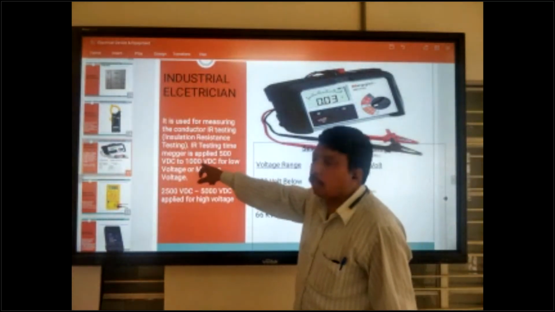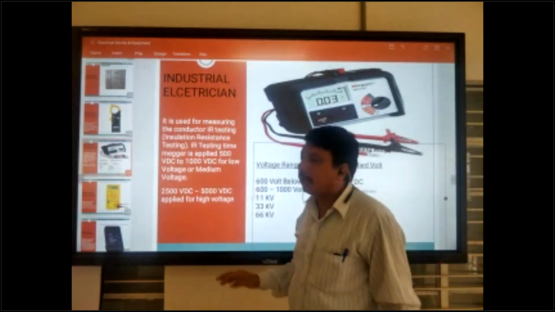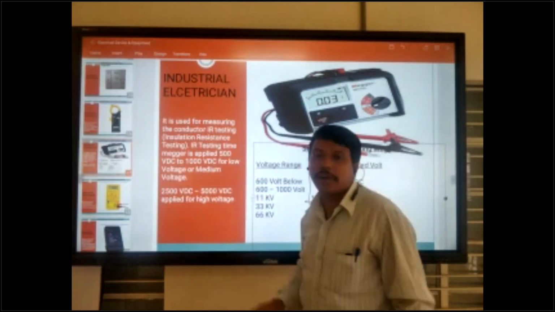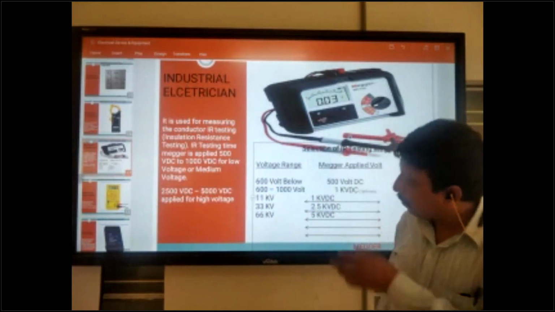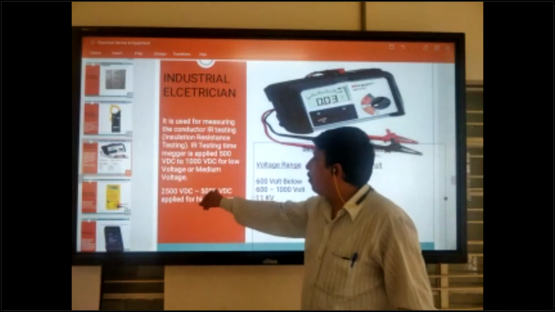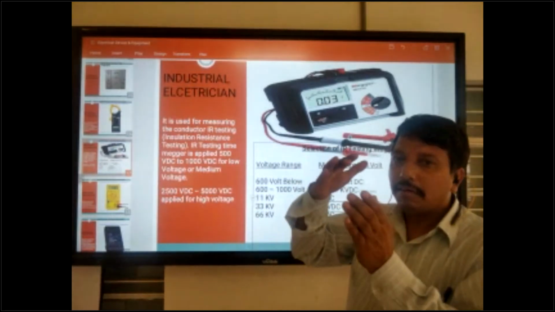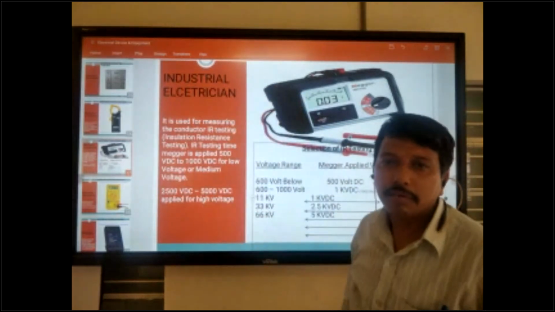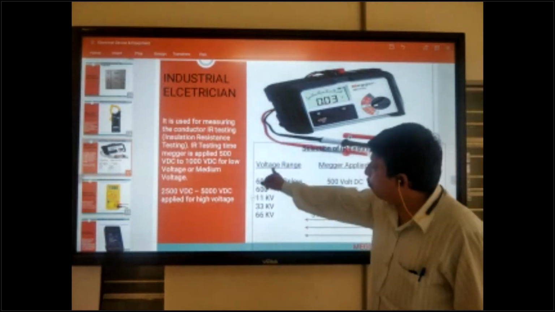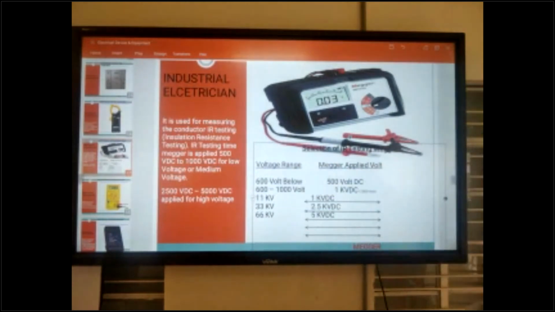Medium voltage and low voltage: 500 volt DC to 1000 volt DC. Don't forget to say DC when you apply it. And high voltage: 2500 volt DC to 5000 volt DC. As per the voltage range, this is how many kV we can check. Write this in your notebook. This is most important in the electrical section.